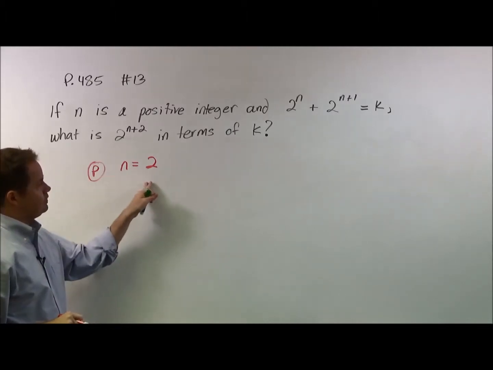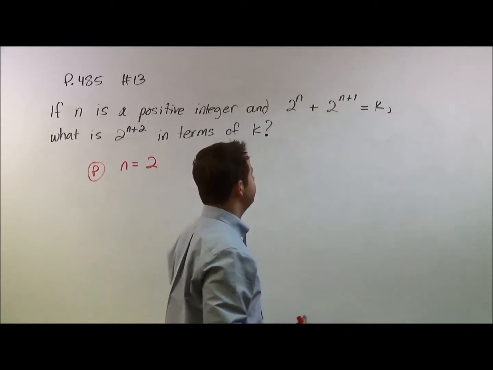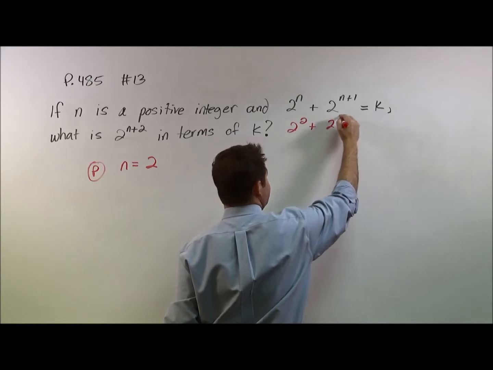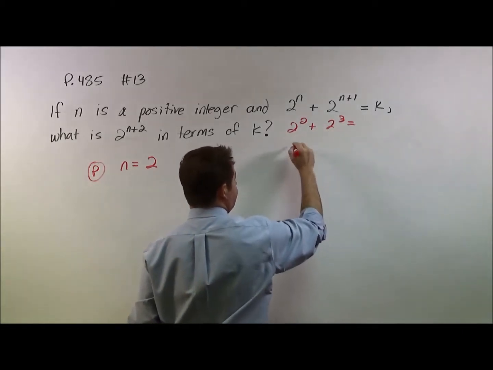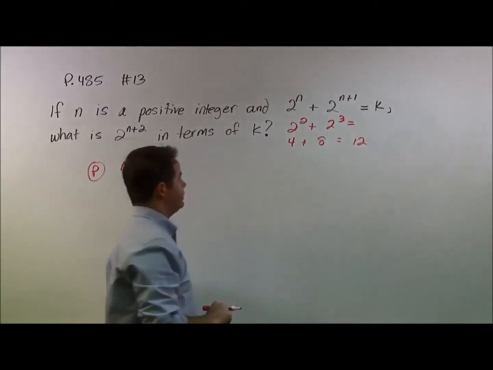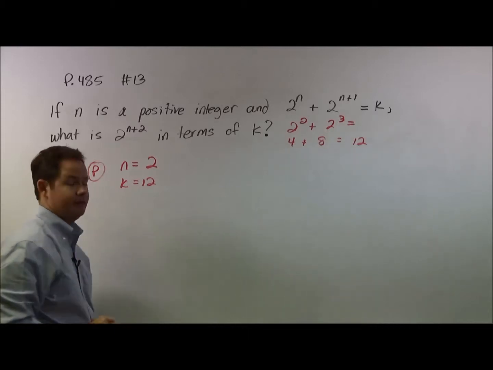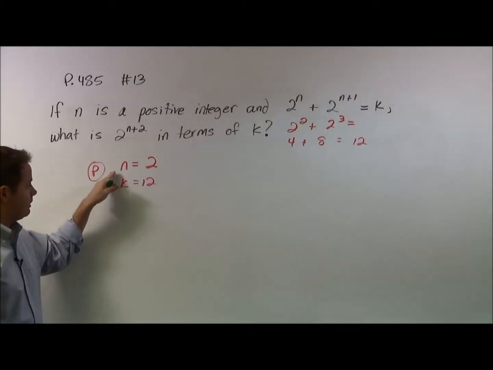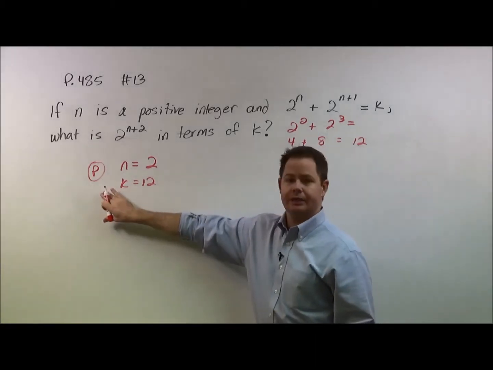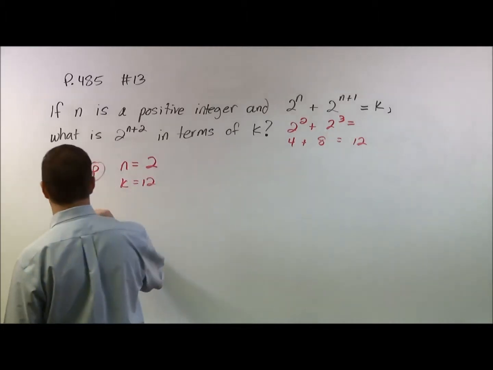So if we pick n equals 2, let's solve and see what k would equal. So when you plug that in, 2 squared plus 2 to the 3rd, that's 4 plus 8, which would give us 12 for k. So when you plug in a 2 for n, you get k equals 12. So now we're done with the picking numbers portion of our question. We pick, then we answer. Our acronym PAM, P-A-M: pick, answer, match.